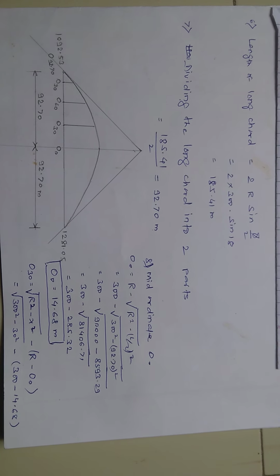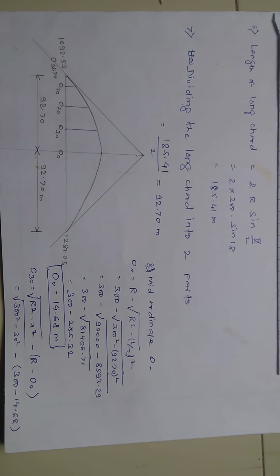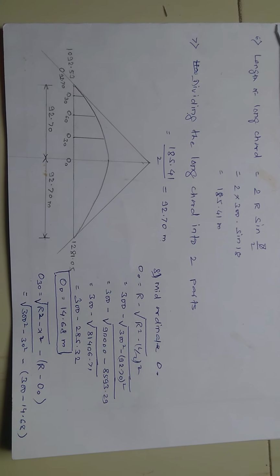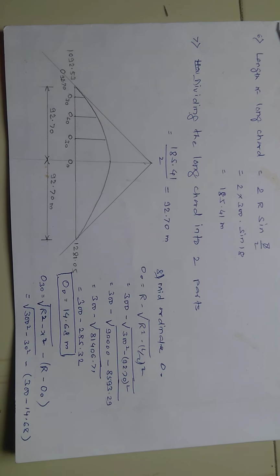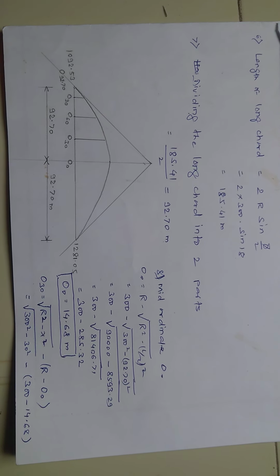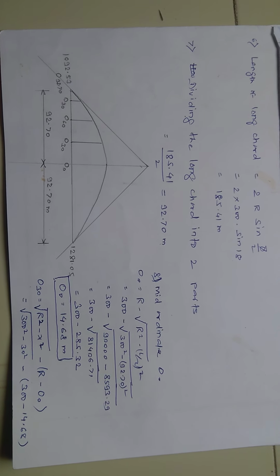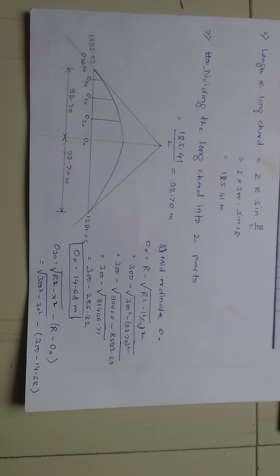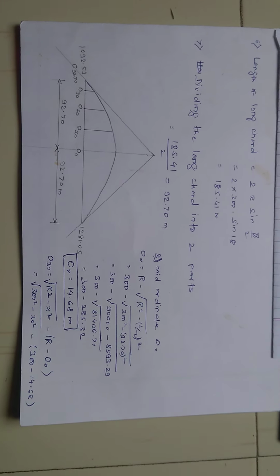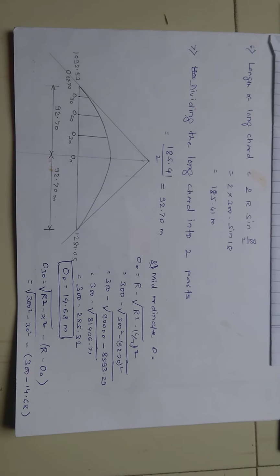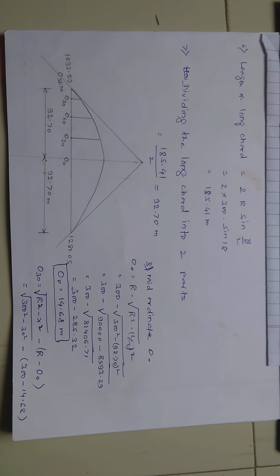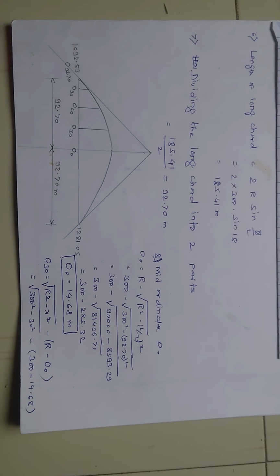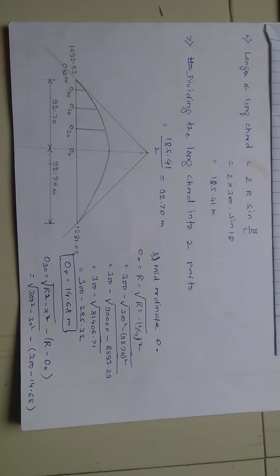Now in the next step I will calculate length of long chord. You know that the relation of length of long chord is equal to 2 into R into sine of phi by 2. Put all the values. I will get the length of long chord as 185.41 meter. Okay. Now we have to find out the different ordinates at given peg interval. Before that, first we will divide this long chord into two equal parts. Now the length of long chord is 185.41, that's why divided by 2 I will get the value of 92.70 meter as the half length of long chord.